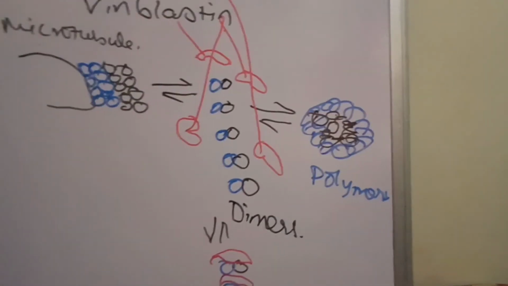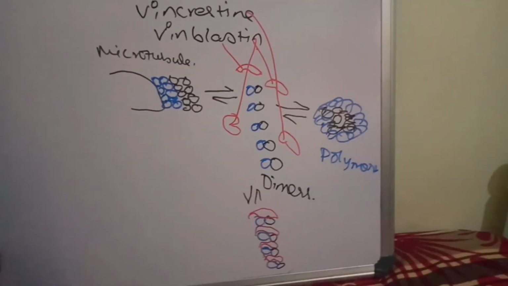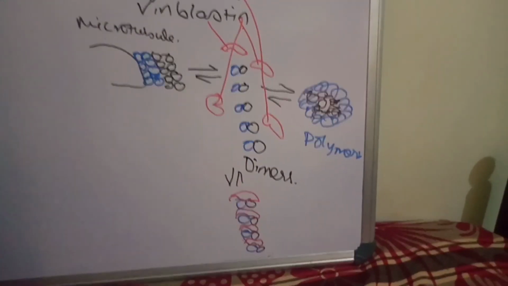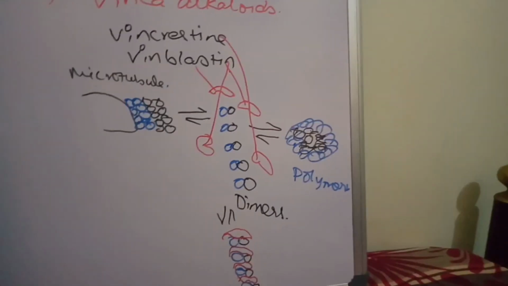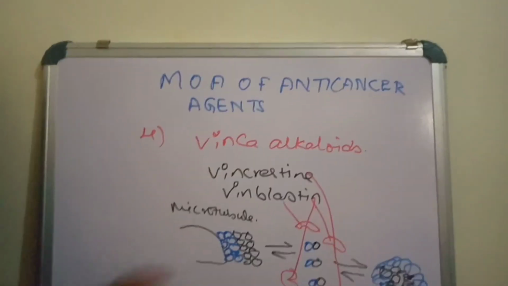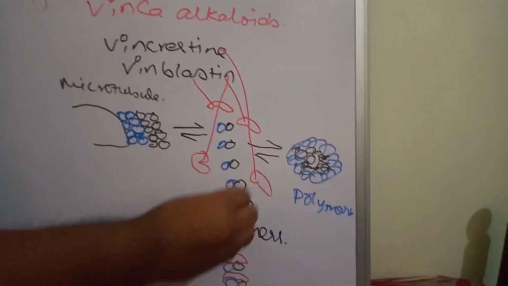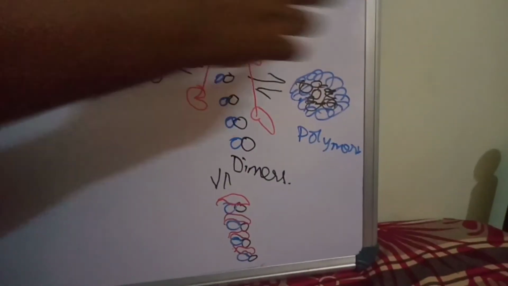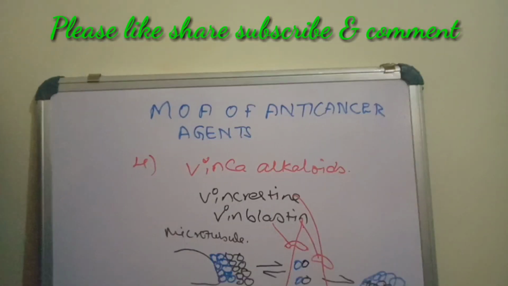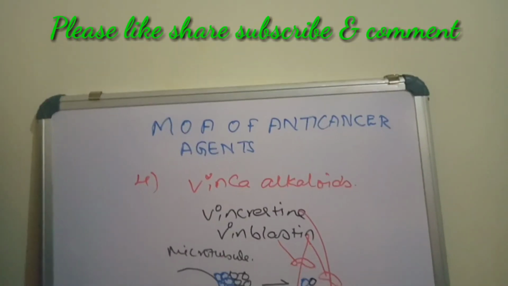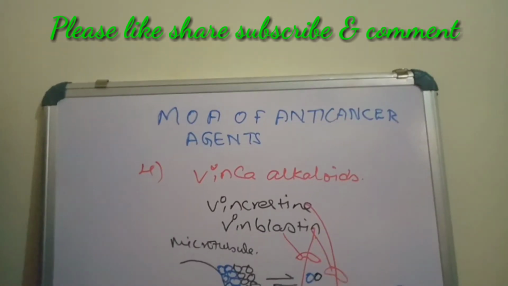There is no proliferation of cancerous cells, hence the proliferation of the cells will be stopped. So vincristine and vinblastine act by inhibiting mitosis, by binding with the microtubules, that is, binding to the dimers and preventing further polymerization. This is the mechanism of an overall important class of anti-cancer agents. I have not gone through all the classes, but the important classes of anti-cancer agents. Thank you.